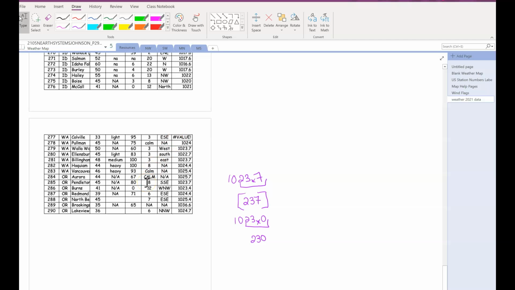If we look at Pendleton, we don't have any precipitation. But if we look up here at Vancouver, they have heavy precipitation. So if I was doing the Vancouver circle, I would put 4 dots directly west of my station circle. Okay, back to our help pages.